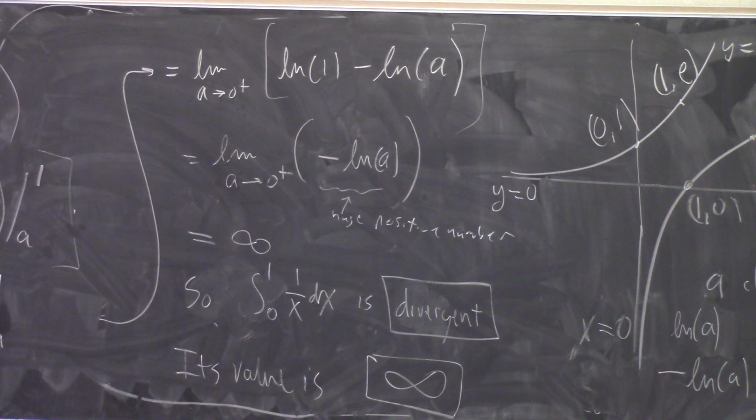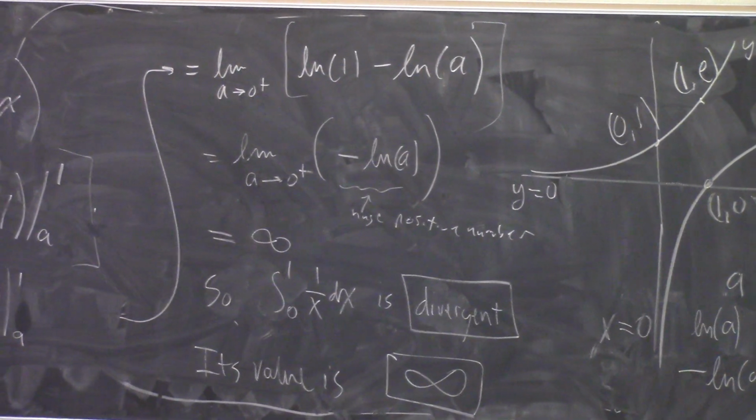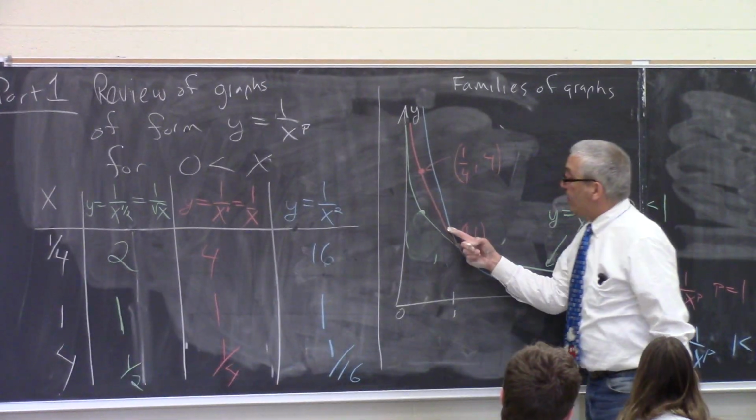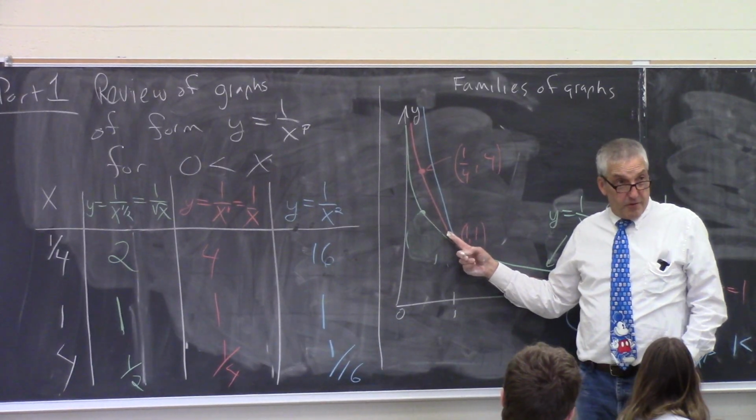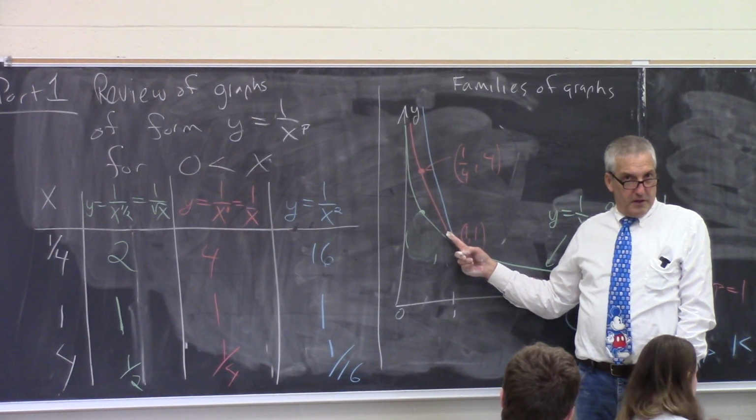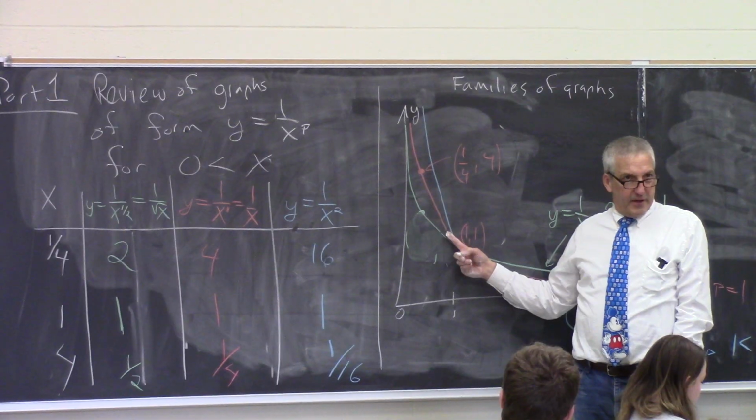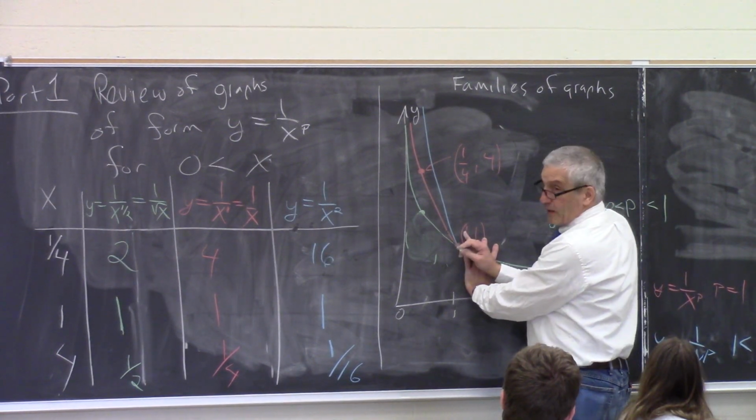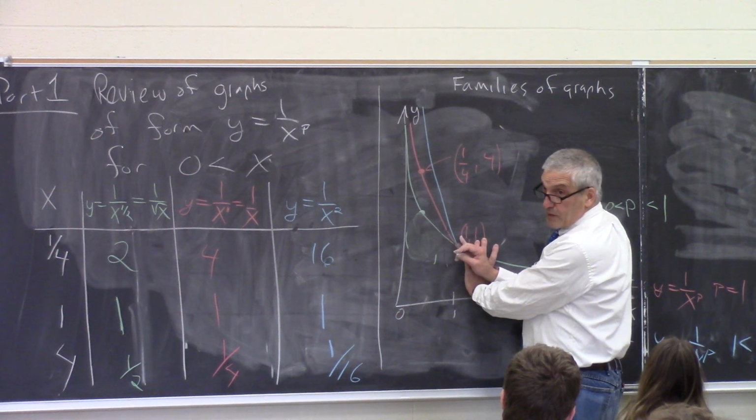Now, look at this graph over here. We're working from 0 to 1 on this graph. And we found that the area under that red graph is, well, it's not a real number. Well, we say it's infinity. So if we're looking at, from 0 to 1, what do you think the area under the blue graph would be?